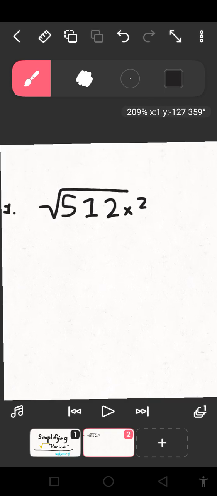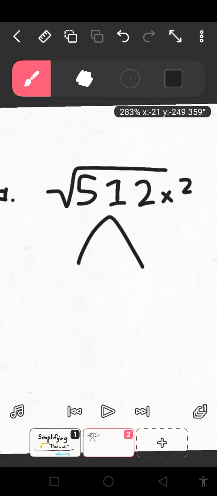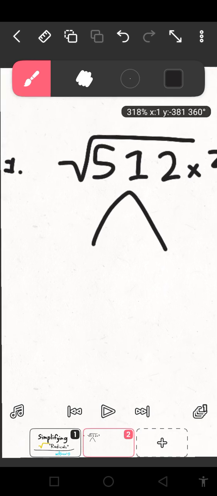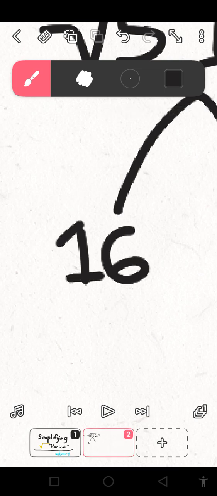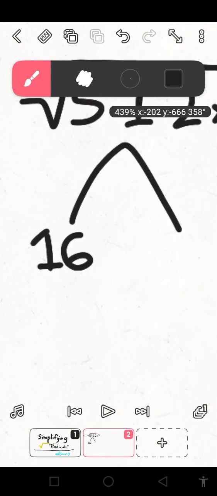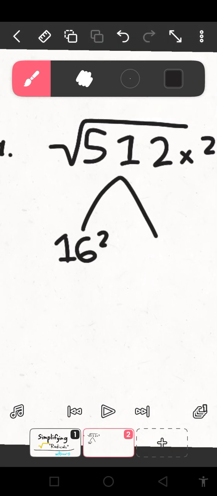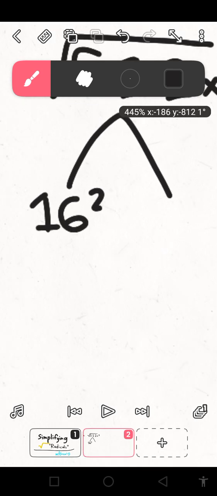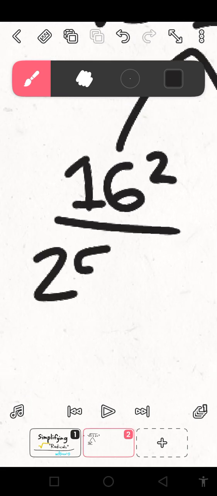For our first example here, we have the square root of 512x squared. Now, according to the last video on the basics of radicals, you just have to simplify this into a number that it's factorable with. So 512, of course, can be factored by 16. Now, if we do 16 times 16, that will become 256.